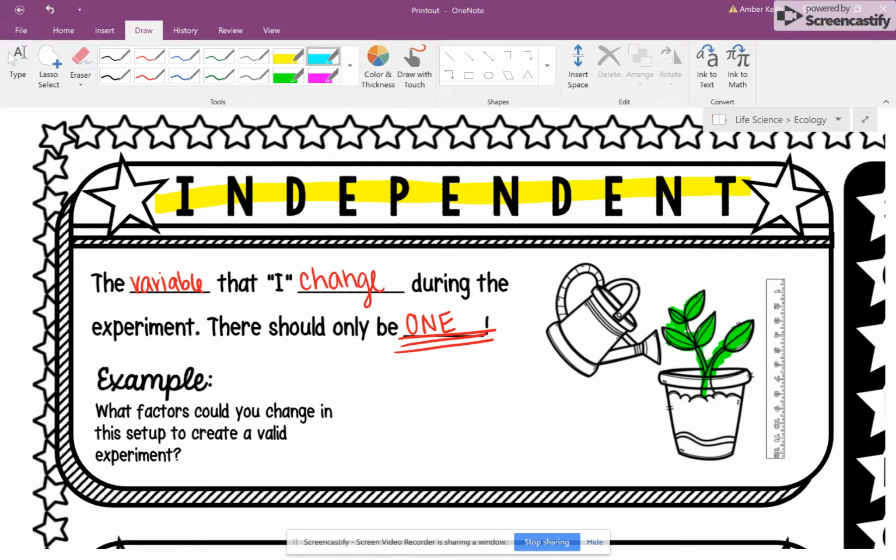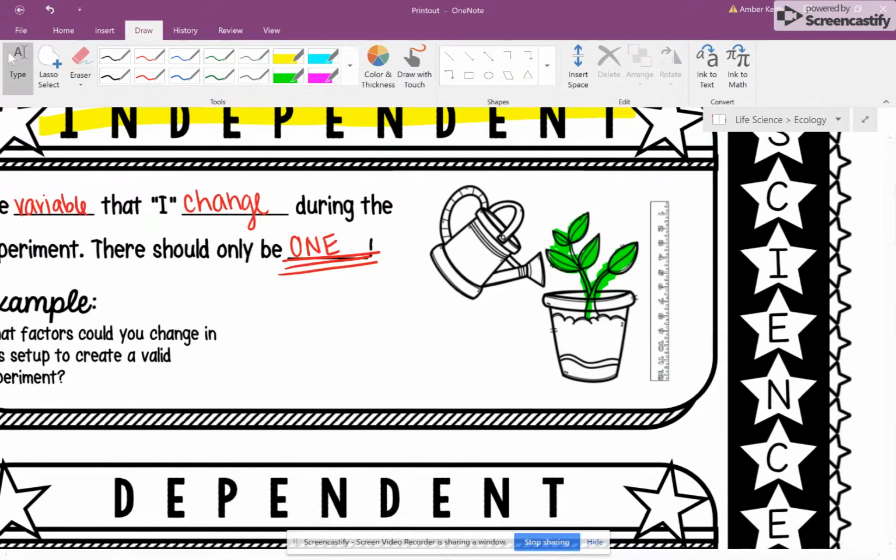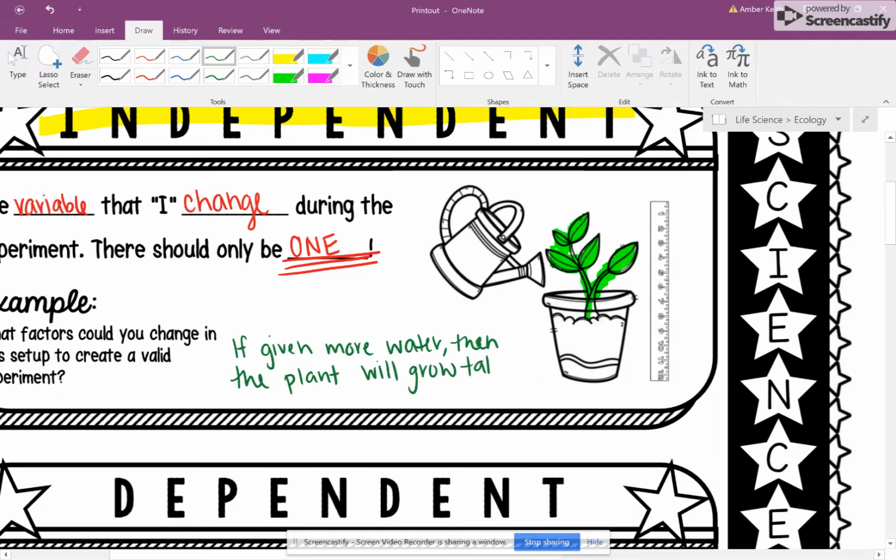So if our hypothesis for this, and I'm going to write our hypothesis in green down here, is: if given more water, then the plant will grow taller. We can test this hypothesis with the experiment on the right.